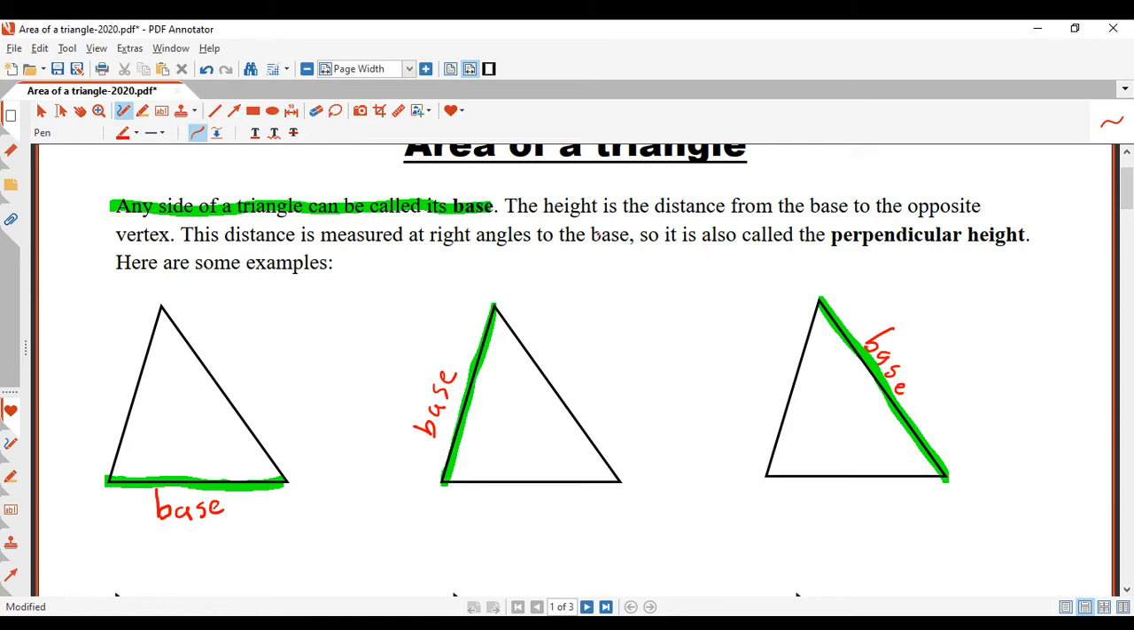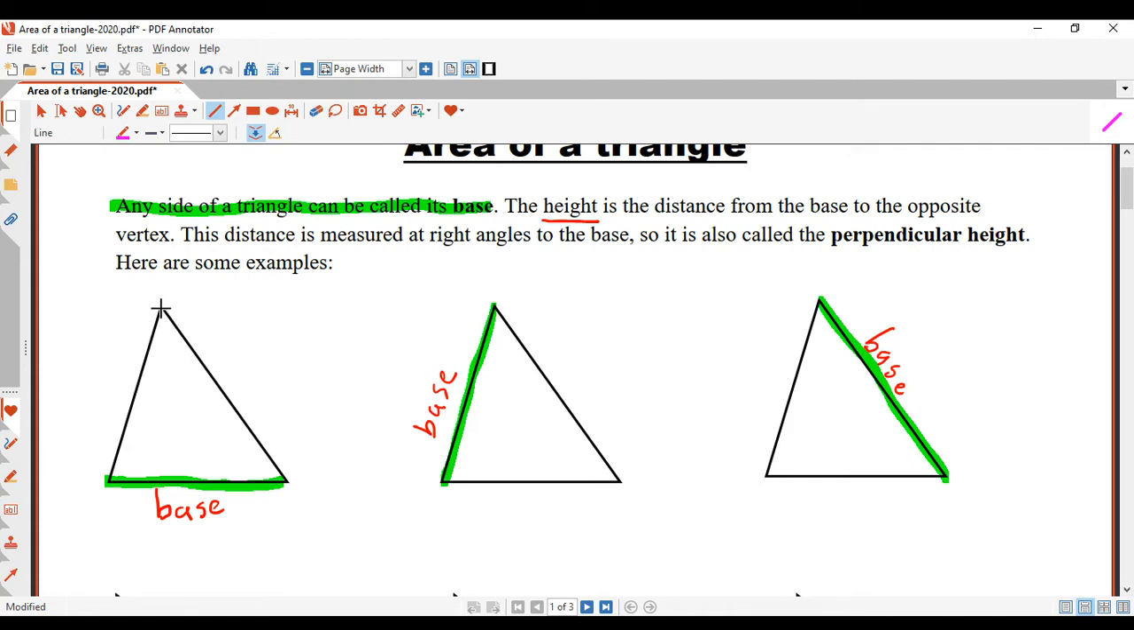All right. Now what about the height of the triangle? The height is the distance from the base to the opposite vertex. Now what's a vertex? A vertex is just a corner of the triangle. So here's my base in the first triangle. I need a ruler for this. I want to draw a line from the base to the opposite vertex, and it's got to be at right angles. That's the key word there. The distance is measured at right angles to the base, and because of that, we call it the perpendicular height. Perpendicular meaning at 90 degrees or at right angles.